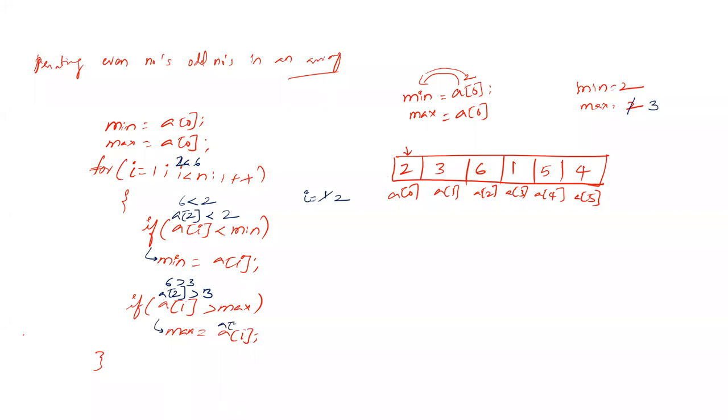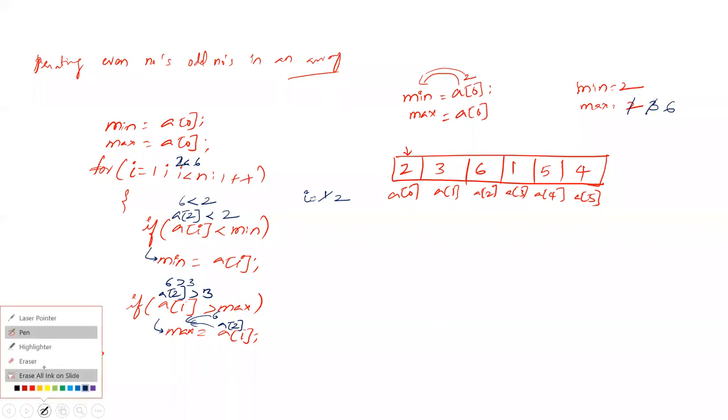A of 2 value should be stored into max value. What is the A of 2 value? A of 2 value is 6. So 6 should be stored into max. Now max value is updated to 6. Okay, done. So we have completed all the statements.